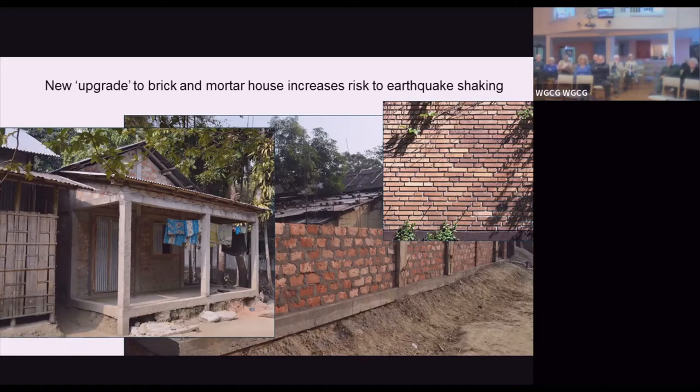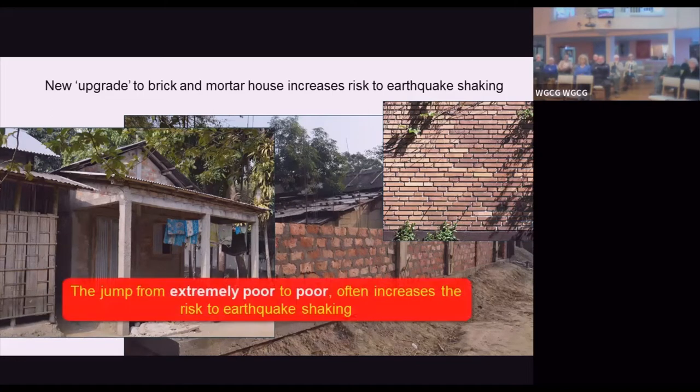So this house here on the left, in the same village, the family's moved out of the tin home into this brick house, again with the bricks side on, but now with thin, narrow pillars. This house is fundamentally weak when it comes to earthquake shaking. They'd be safer in the tin house.